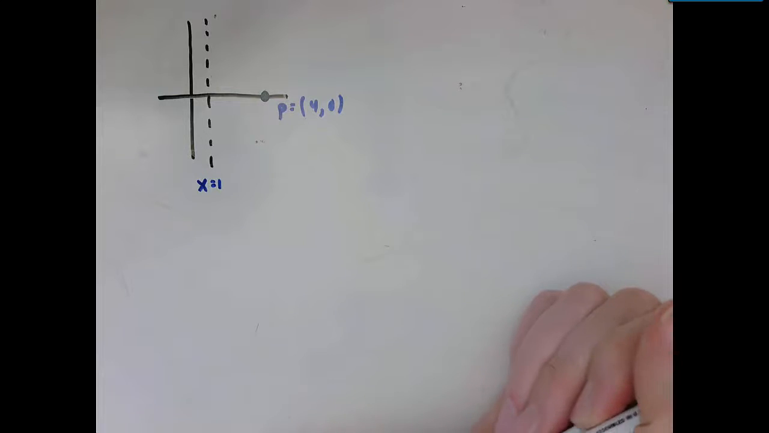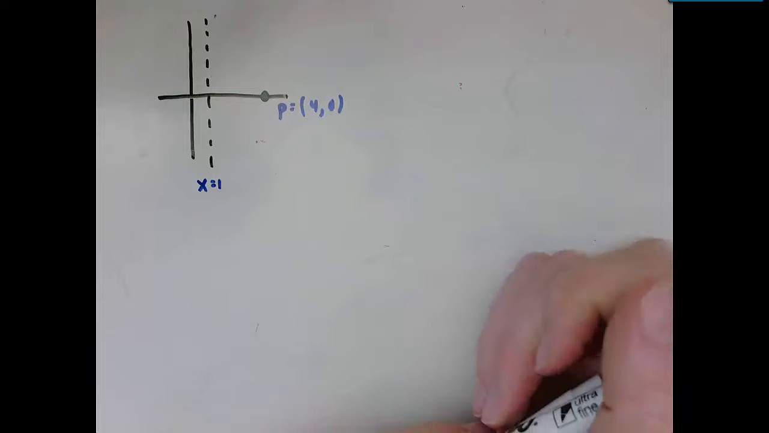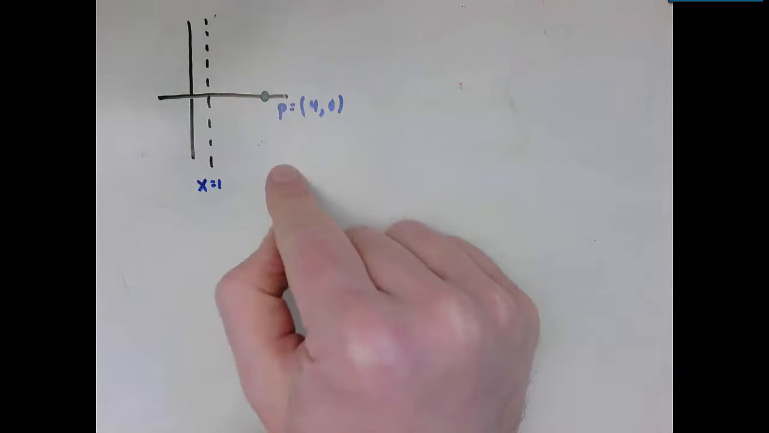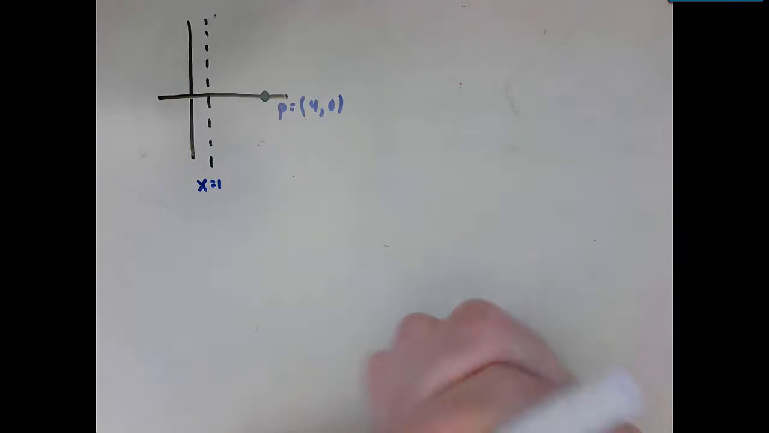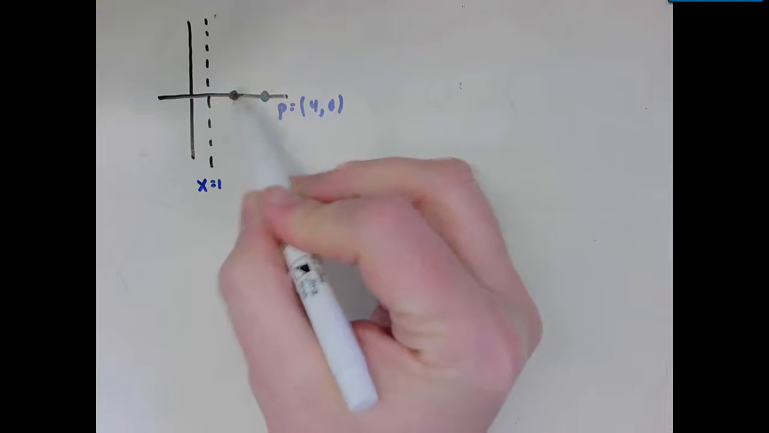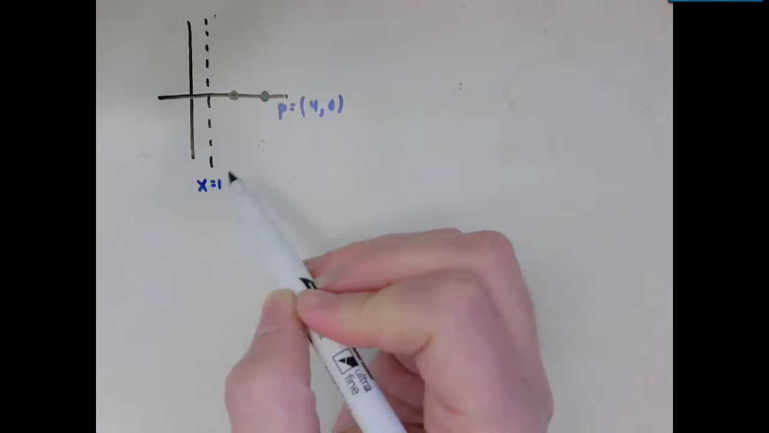Okay, so we started this whole thing off with some geometric conditions, and we wanted to know what kind of curve it makes if you fill in all the points that are exactly the same distance from this point and that line. And so we thought about it. We said, okay, well, clearly the point that's exactly halfway between the point and the line is going to be a point on our curve.